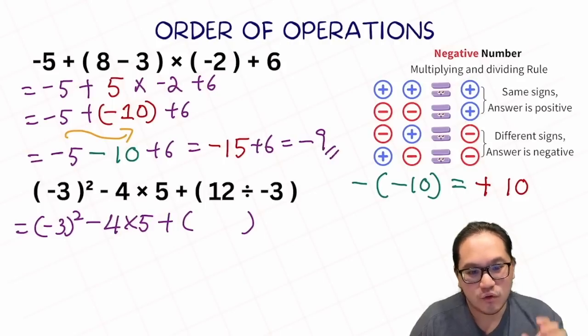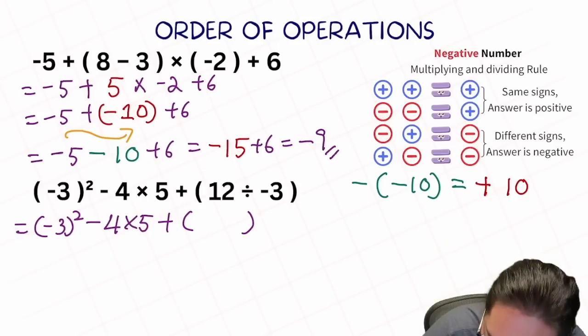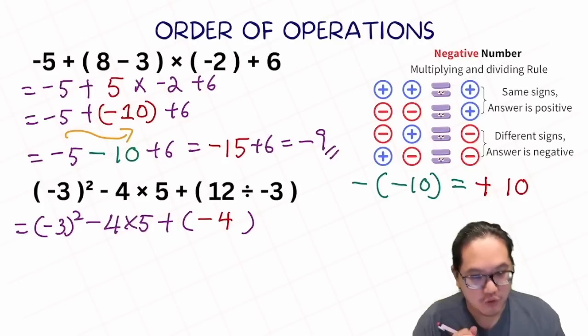So first, we do 12 divided by 3, right? 12 divided by 3 is equal to 4. And since a positive number is divided by a negative number, we know that our answer is going to be negative. So it'll be -4, okay?